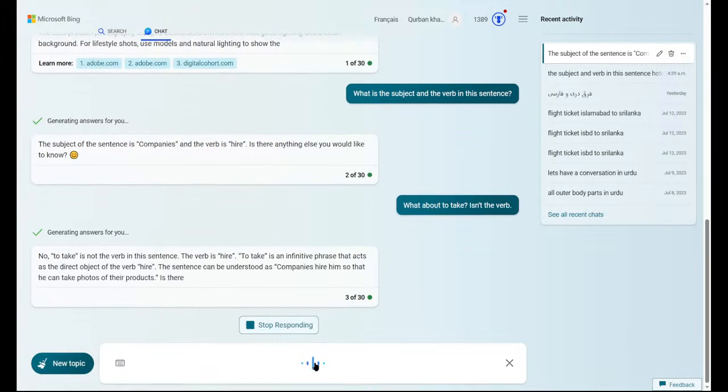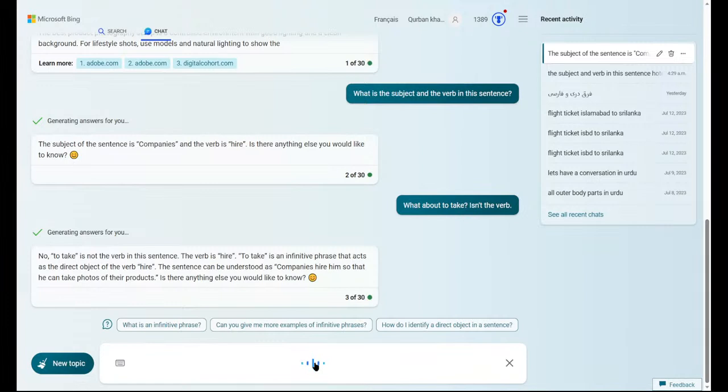No, to take is not the verb in this sentence. The verb is hire. To take is an infinitive phrase that acts as the direct object of the verb hire. The sentence can be understood as companies hire him so that he can take photos of their products. Is there anything else you would like to know?